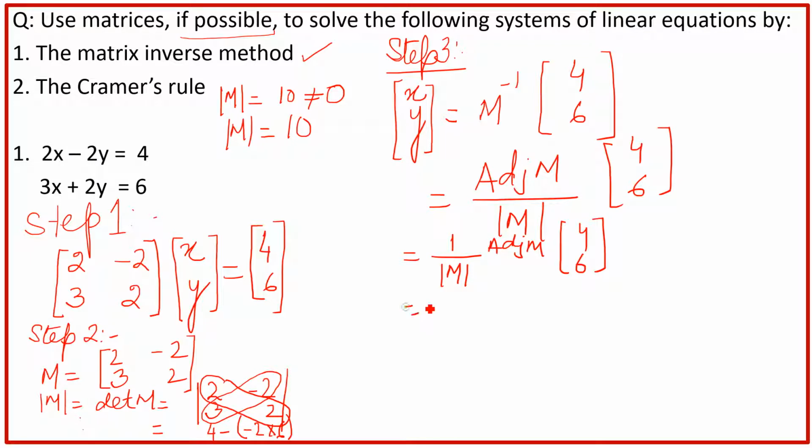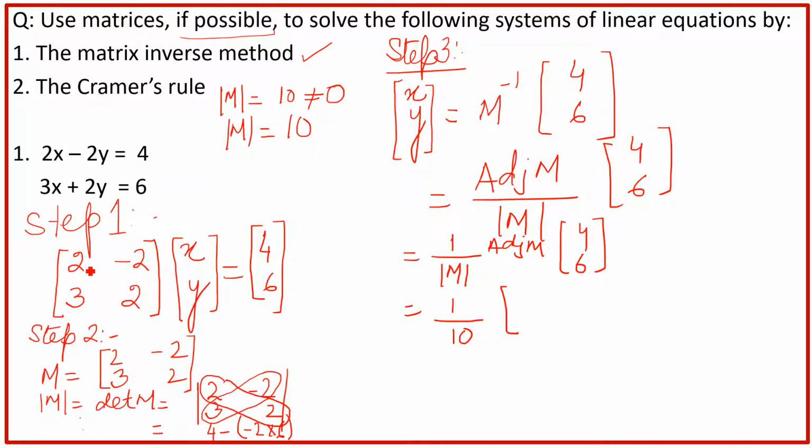So now we will put in the values. See, the determinant of M we have calculated in step number 2, which is 10. So it means it is 1 over 10. And now the adjoint of M. The adjoint of M is very easy. How will we find the adjoint of M? This is M. This matrix is called M.